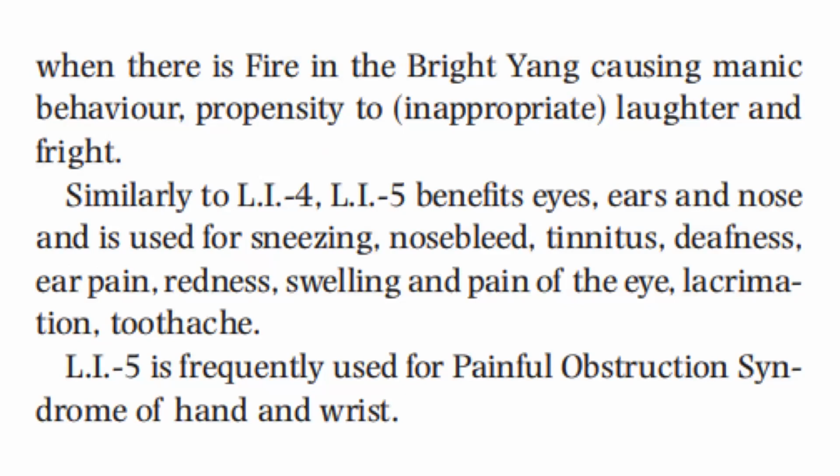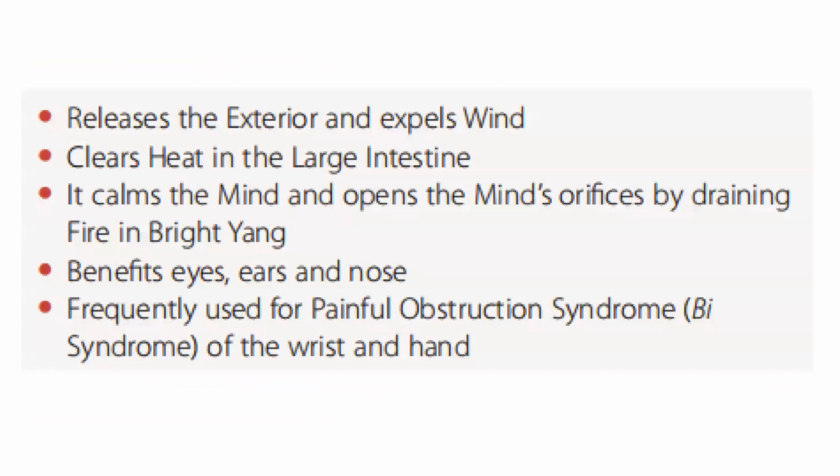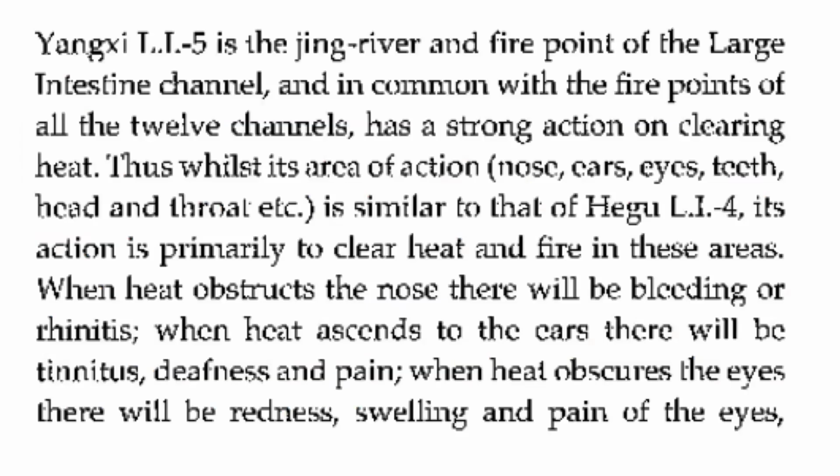Similarly to LI4, LI5 benefits the eyes, ears, and nose and is used for sneezing, nosebleed, tinnitus, deafness, ear pain, redness, swelling and pain of the eye, lacrimation, toothache. LI5 is frequently used for painful obstruction syndrome of the hand and wrist. So LI5 releases the exterior and expels wind, clears heat in the large intestine, calms the mind and opens the mind's orifices by draining fire in bright yang, benefits the eyes, ears, and nose, and is frequently used for painful obstruction syndrome, or Bi syndrome, of the wrist and hand.